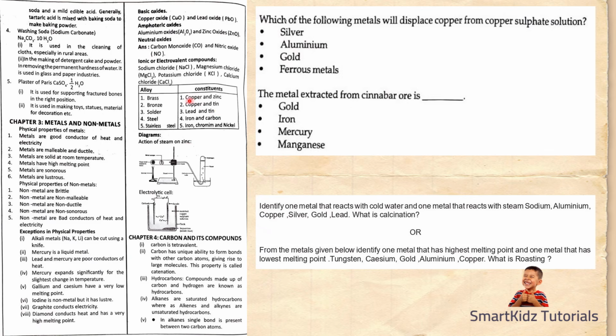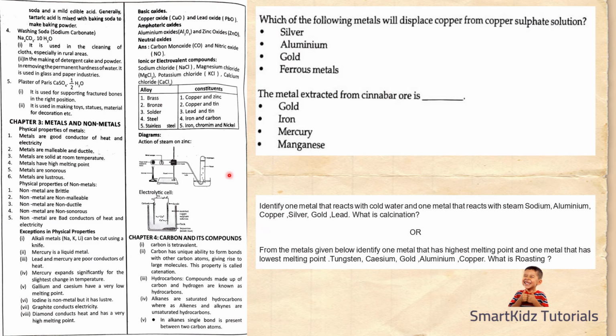Now this is a very important part. You should know about alloys. Brass is an alloy of copper and zinc. Bronze is an alloy of copper and tin. Solder is an alloy of lead and tin. Steel is an alloy of iron and carbon. Stainless steel is iron, chromium, and nickel. The important ones here are stainless steel, because we use a lot of stainless steel in our day-to-day life, then bronze, made of copper and tin, and also brass.